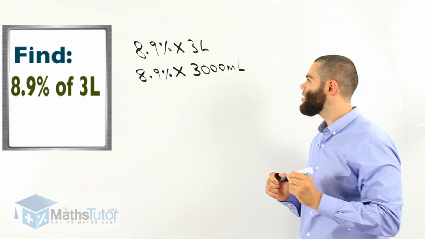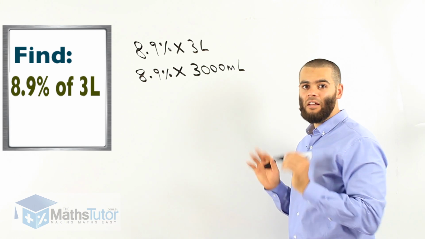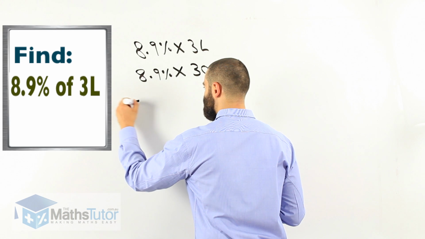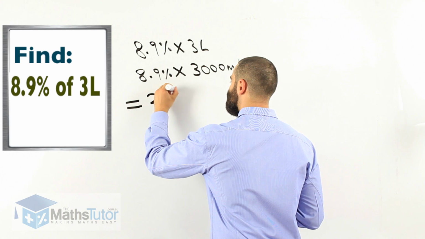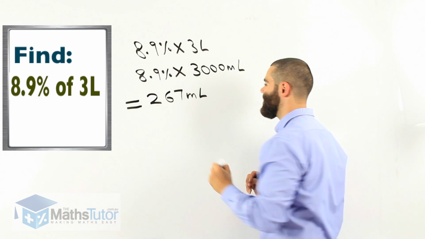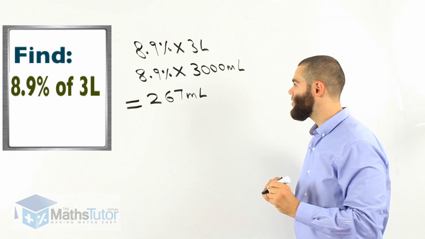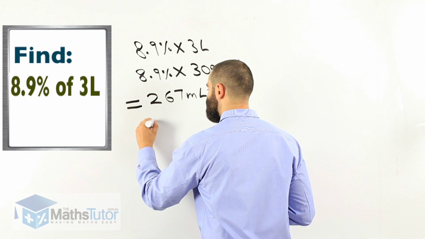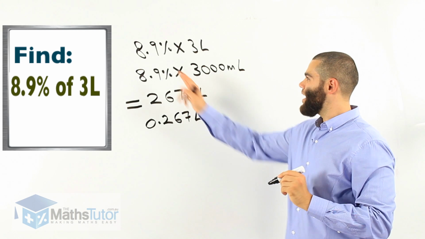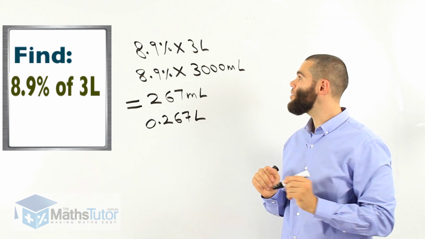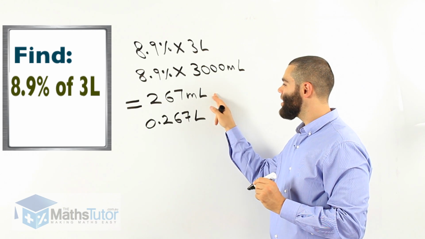Now 8.9% times 3,000 milliliters. Put it in your calculator. Let's work it out. You should get 267 milliliters. So 8.9% of 3 liters is 267 milliliters, or you can write it as 0.267 liters. If you put 8.9% in your calculator times by 3, you're going to get it in liters. That is your answer in milliliters. You can write it in milliliters or in liters.